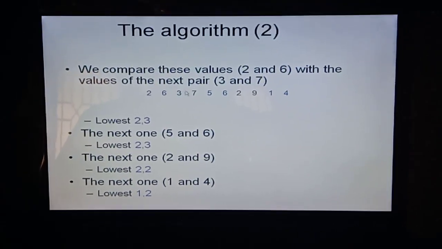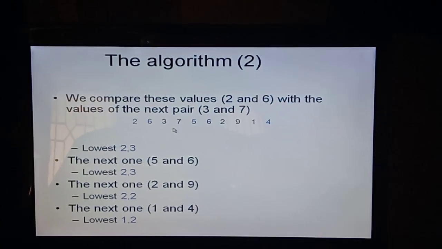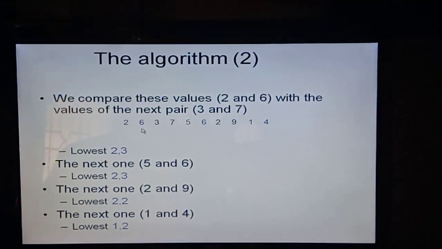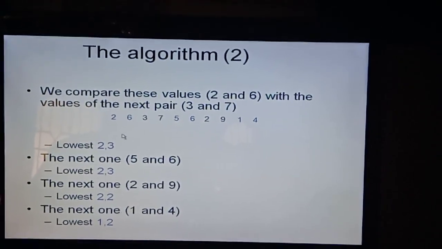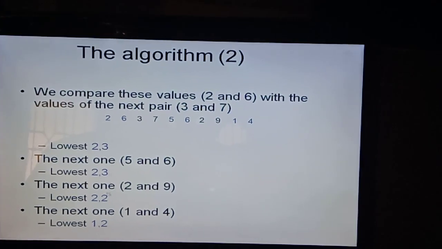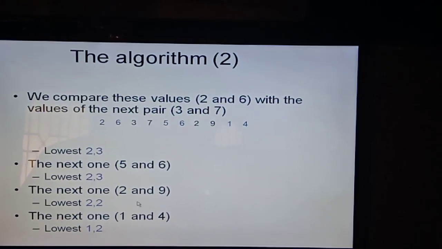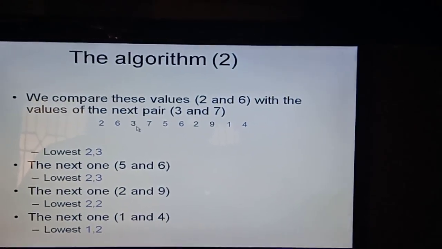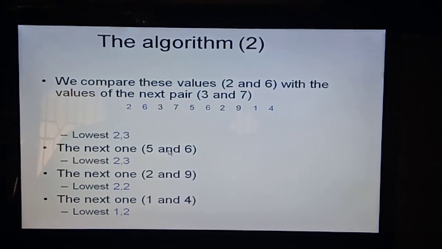So compare 2 and 3. 2 is least, and again compare 6 with 3. 3 is least. So move 3 into place of 6. And next compare 6, 7. Both are in sorted order, and you can leave. So here you can continue in this manner.